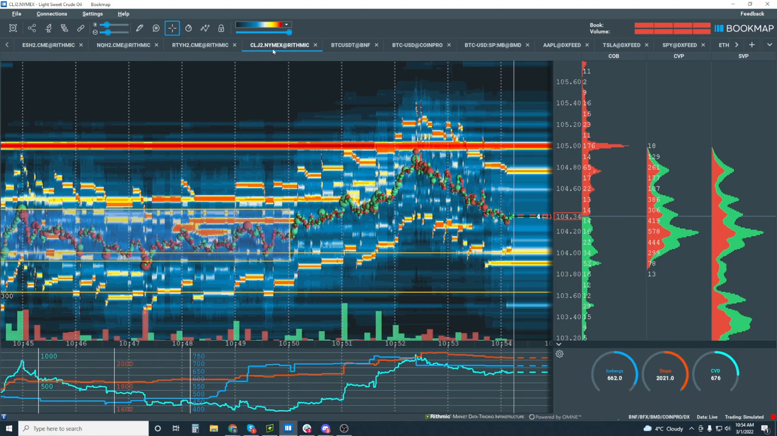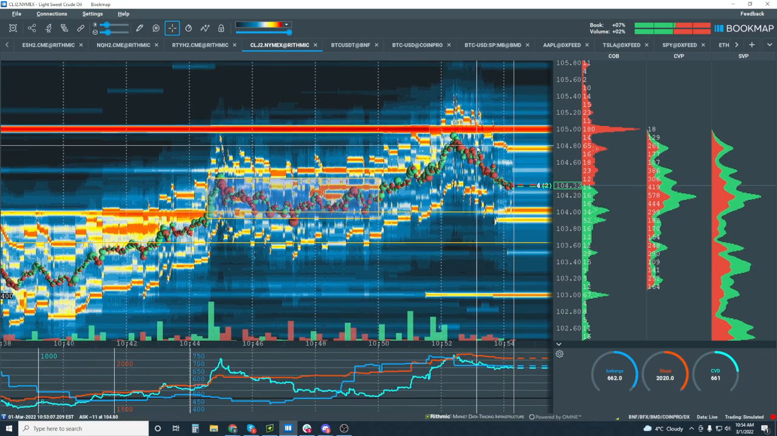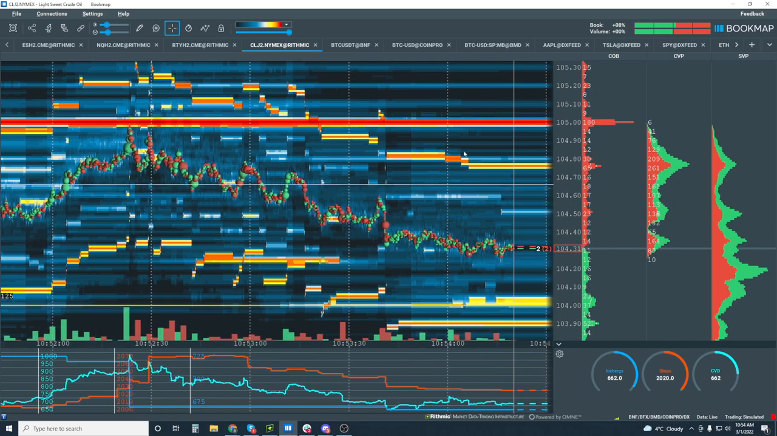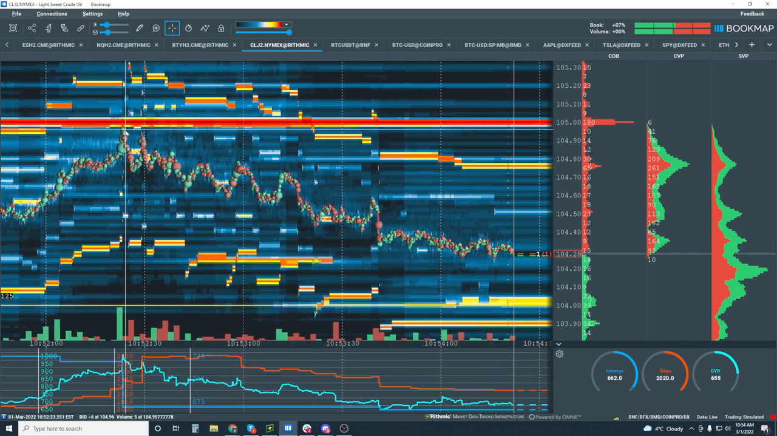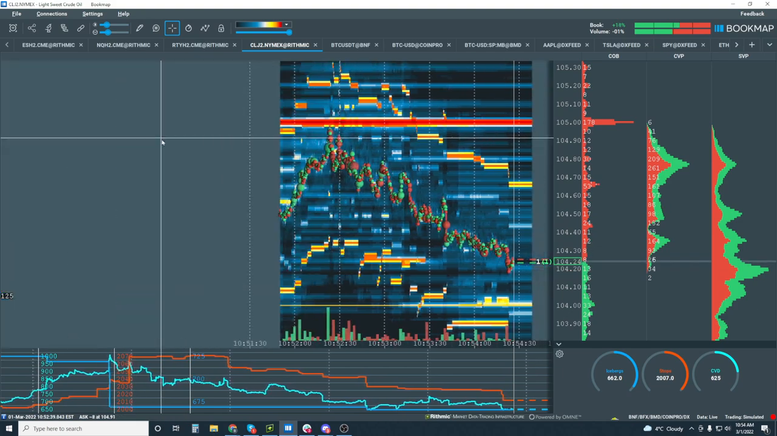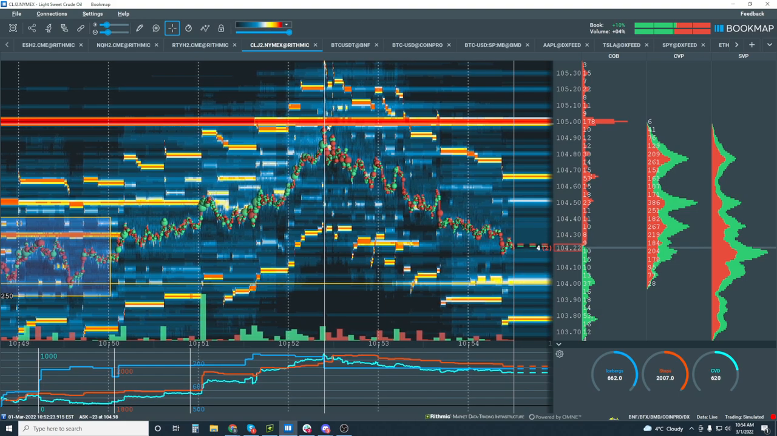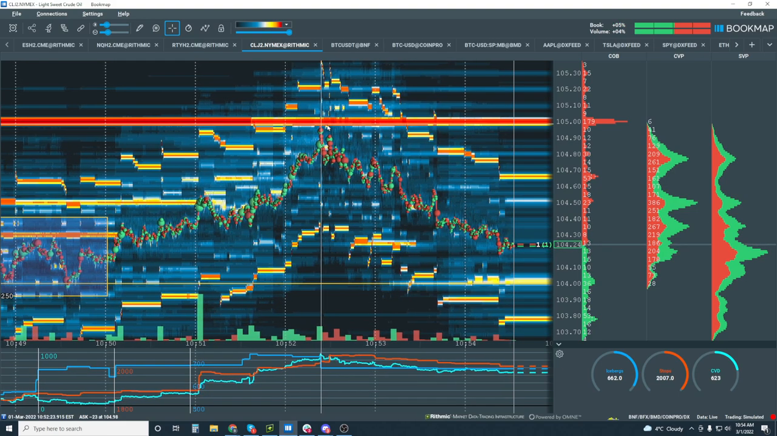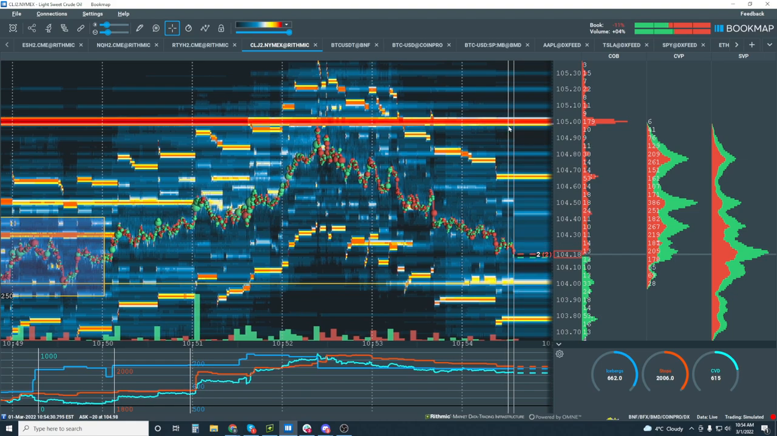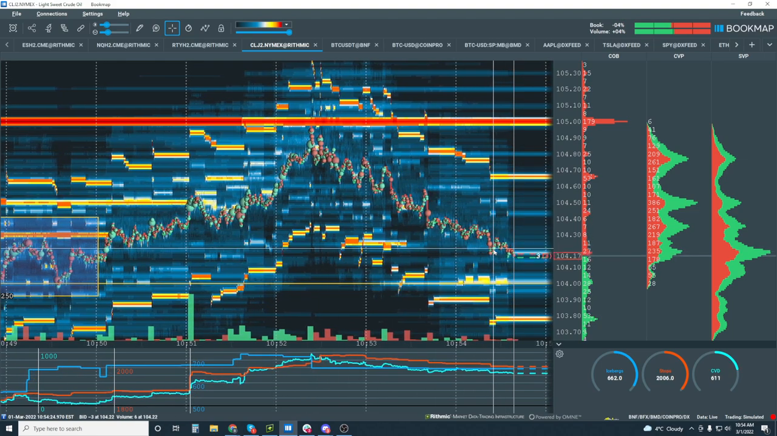Let's go back to our crude. Okay, crude made it up to 105, just shy of it. Anyway, this is exactly why I like to front run these areas here. It still may hit 105, but I would be out and I don't have to sweat it any longer.